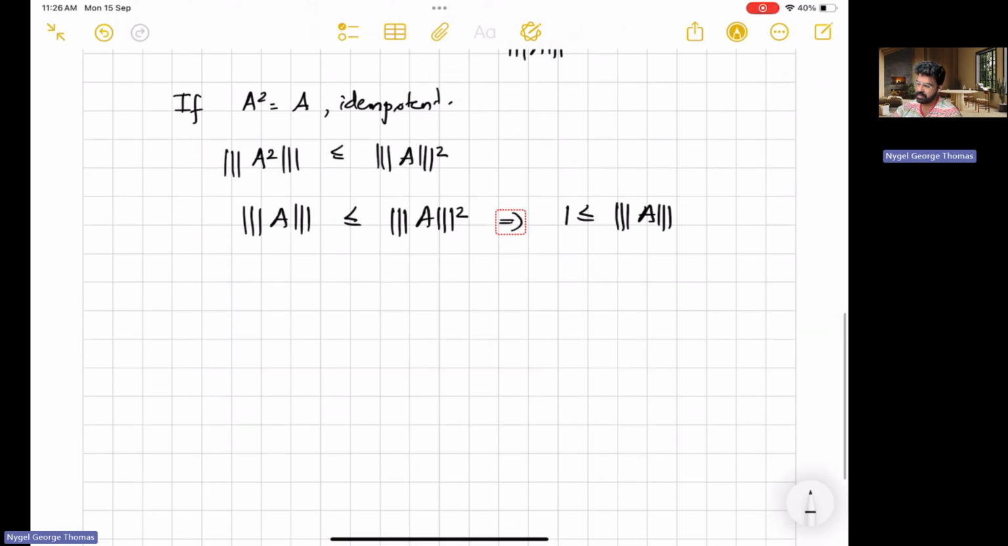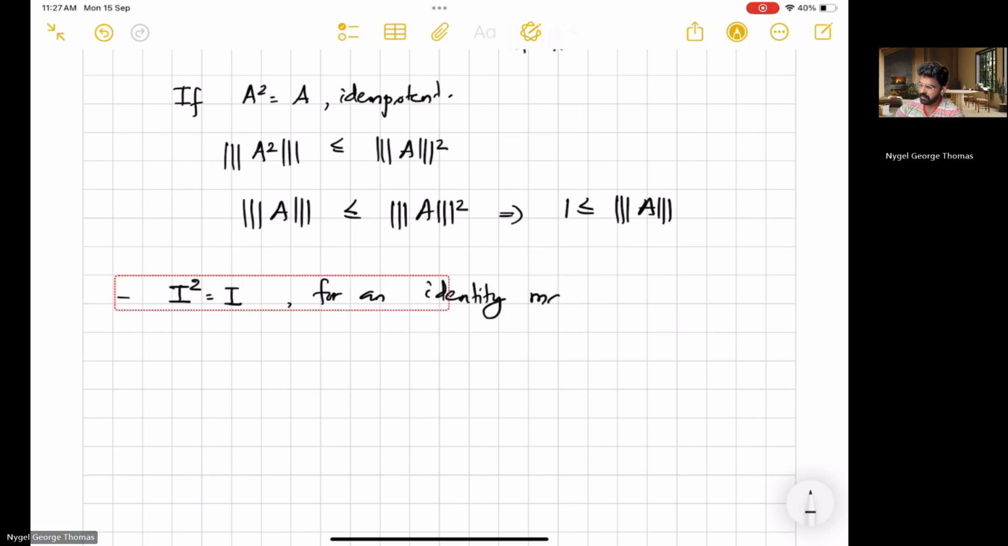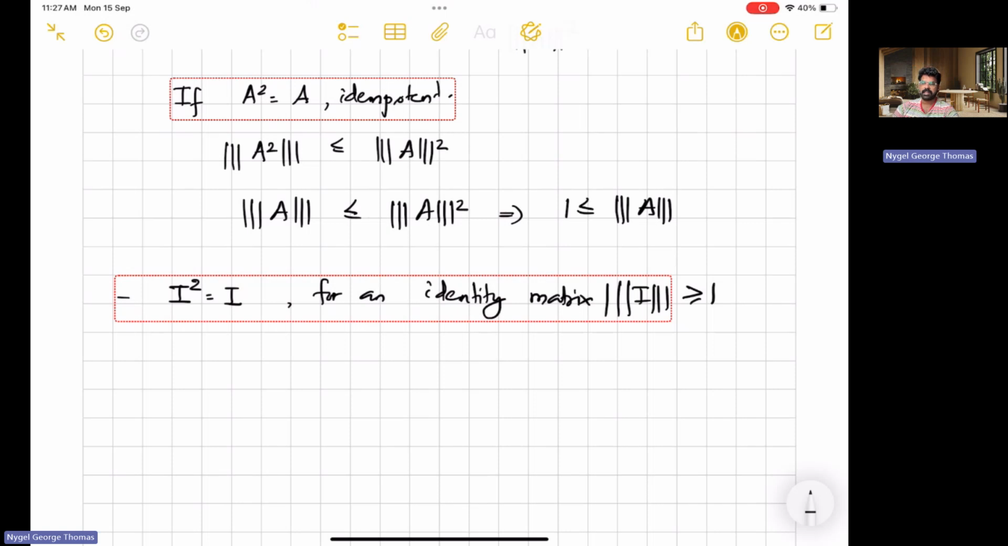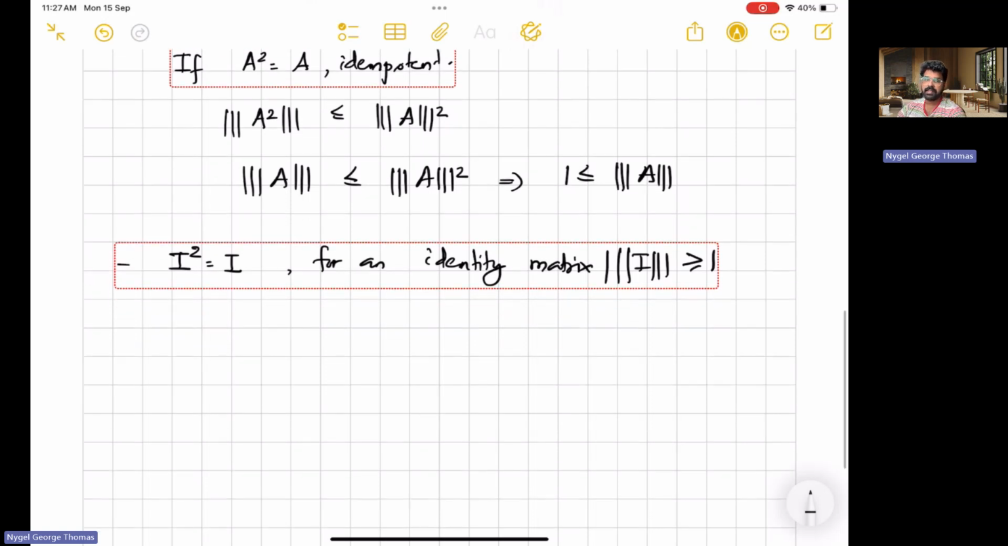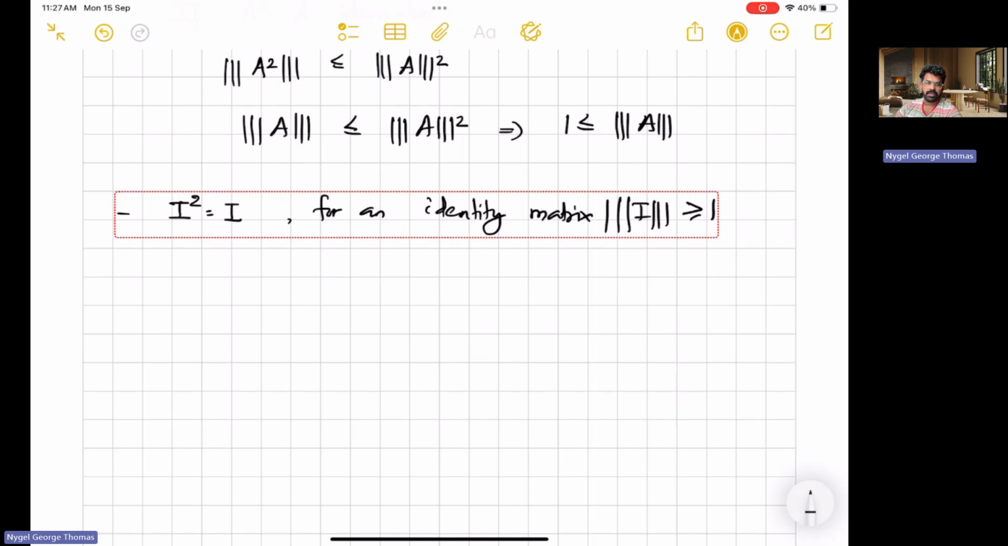Is there any famous idempotent matrix? I is a famous idempotent matrix. I squared is actually equal to I. So for an identity matrix, the matrix norm is always greater than or equal to 1. It's actually a tighter bound. We know it's between 0 and infinity, but for an identity matrix or idempotent matrices, its value is always greater than or equal to 1.